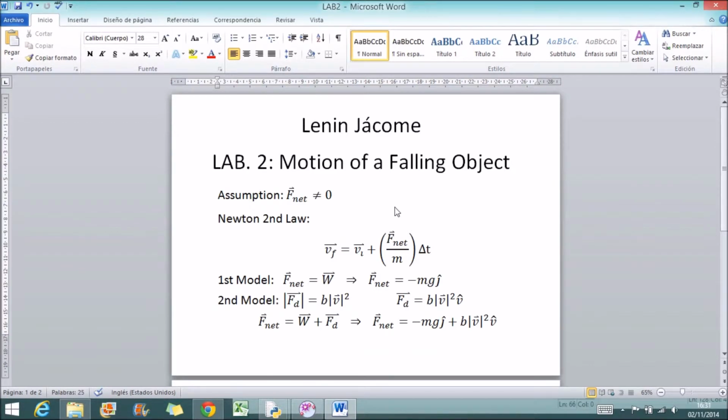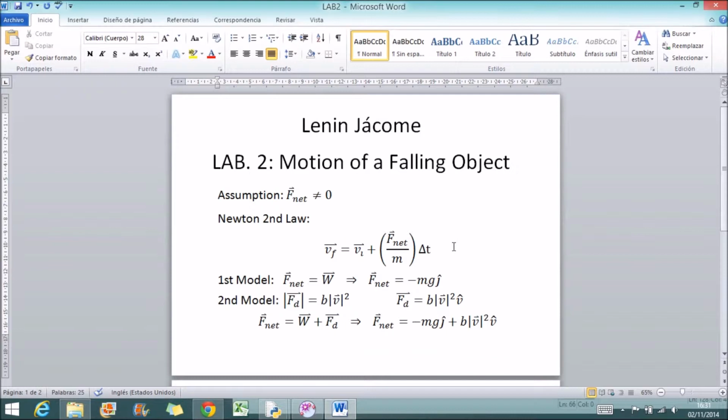This is my lab 2, motion of a falling object. In this case, we have a non-zero net force, and Newton's second law looks like this. We observe that the final velocity is different than the initial velocity.